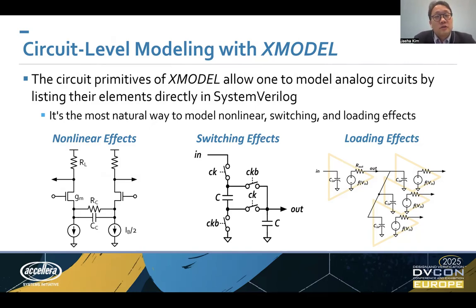This way of using the circuit primitives is the most natural way of modeling various analog circuit effects, such as the nonlinear effects, switching effects, as well as the loading effects. In our PCIe receiver detection circuit, we have the current switching on and off, so that includes the switching effect. And also, depending on whether we have the receiver side termination present or not, we have a different time constant for the rising and falling transition. That's essentially a loading effect. And we can model all those effects very easily in a natural way using these circuit primitives.